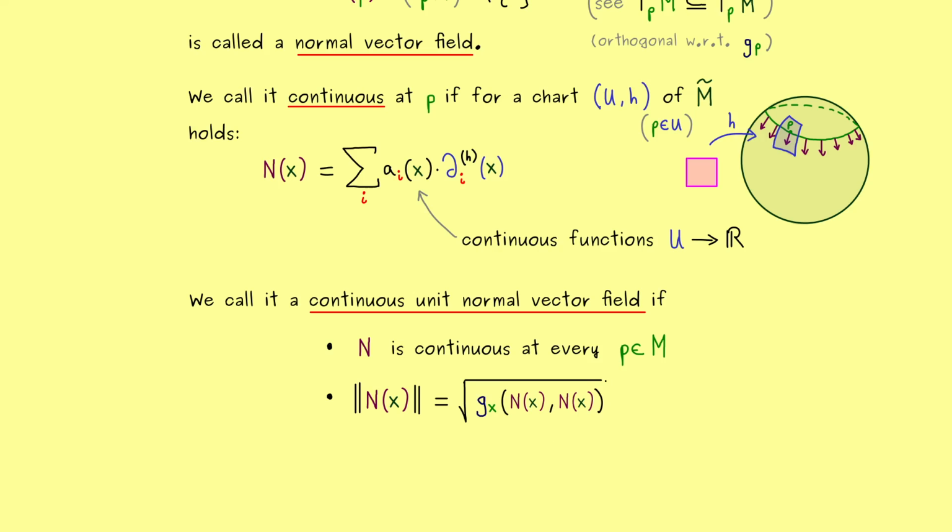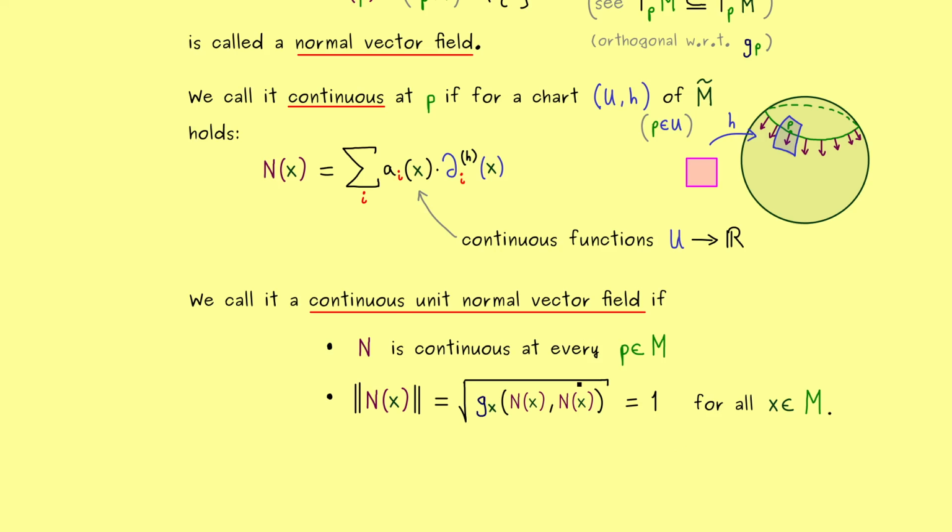And of course, taking the square root gives us a length. And this now should be equal to 1. And this should hold for every point, so in our case for every x in M. If you write x or p, it does not matter here. Okay, so this is the definition of a continuous unit normal vector field.